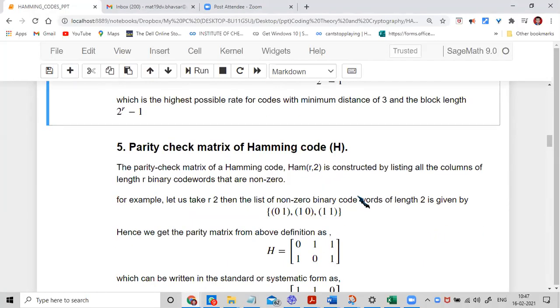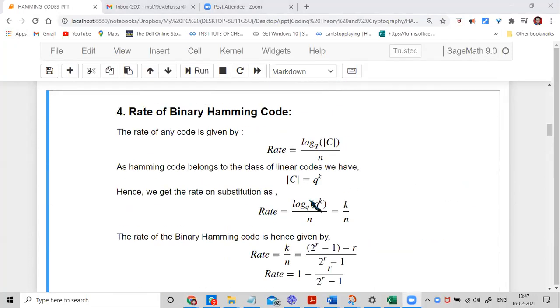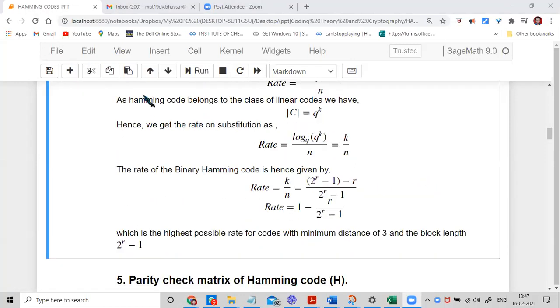Now, what do we know about the parity check matrix of Hamming codes? Wait a minute, Rohan. Let them observe that earlier statement, which is the highest part. Can you go a little below? Yes. So it is the highest possible rate for a code with minimum distance 3 and block length 2^r minus 1. So what is the maximum possible rate one can have in general for a linear code? Forget about distance and all. What is the maximum possible rate I can get?